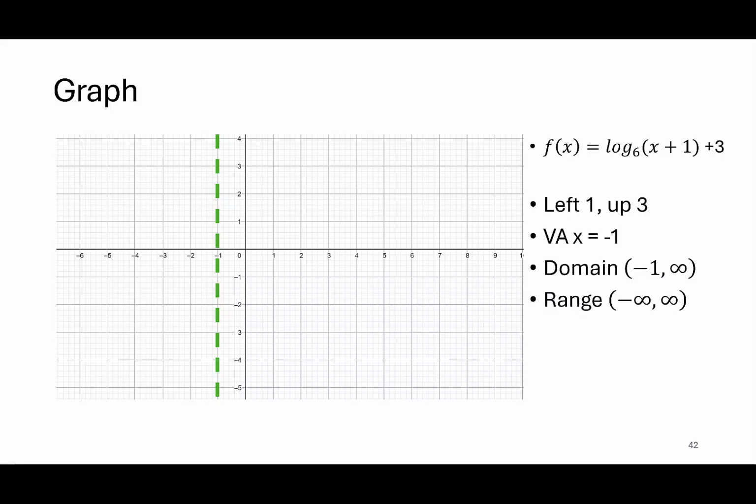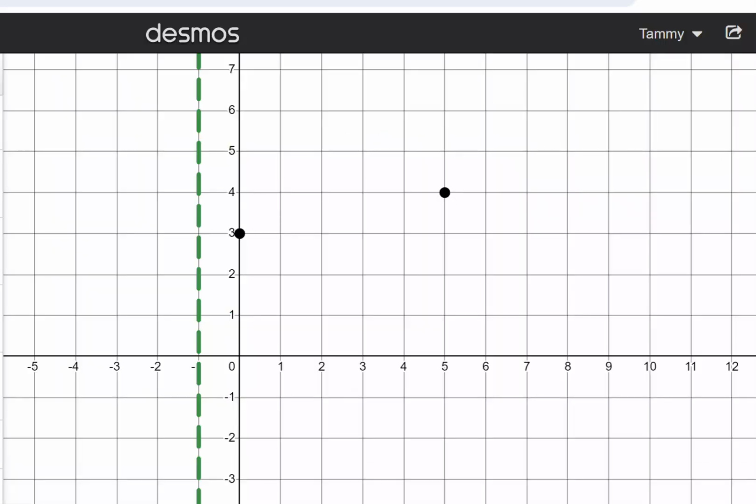To start, I'll put in my vertical asymptote at x equals -1. If we think about the log base 6 of x, it would have an x-intercept at the point (1, 0). But now we'll move it to the left 1 and up 3. The log base 6 of x would also have a key point at (6, 1). Again, we'll move the point to the left 1 and up 3. Using these 2 points, we can draw in our curve of the function.